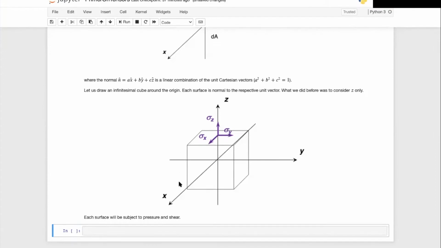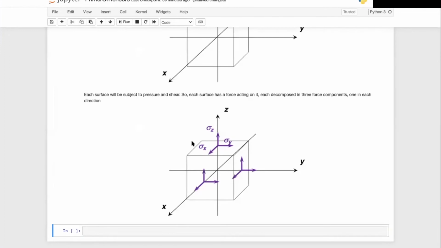But considering this cube, each surface of the cube will be subject to pressure and shear. The pressure and shear on the surface z is different than the pressure and shear on the surface y, which is different than the pressure and shear on the surface x. So each surface has a force acting on it. Each of these forces is decomposed into three force components, one in each direction.